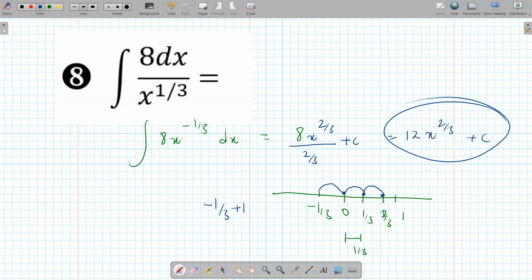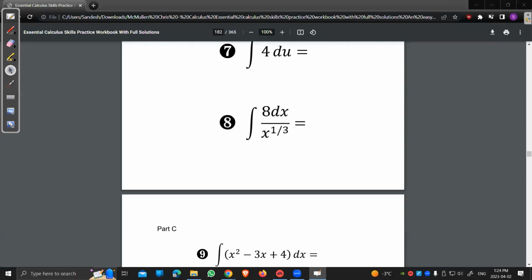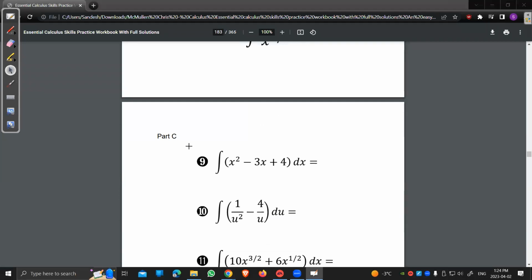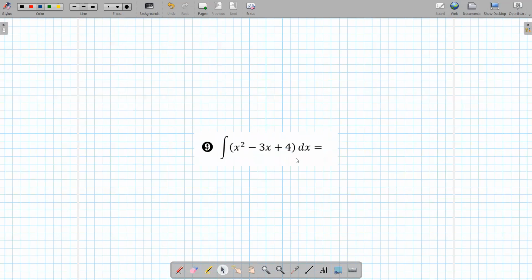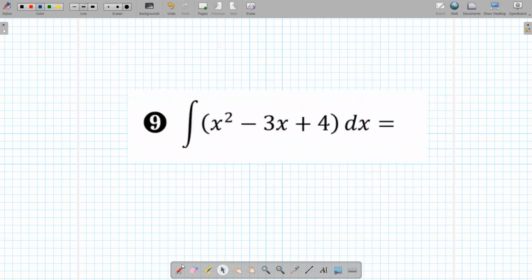Cool? Does this make sense or no? It does. This one, look at this, very simple. Add 1 to the exponent, divide by the new exponent. Add 1 to the exponent, because this is 4x to the 0 right now. Add 1, it becomes 1 over 1, like that. And you're done.